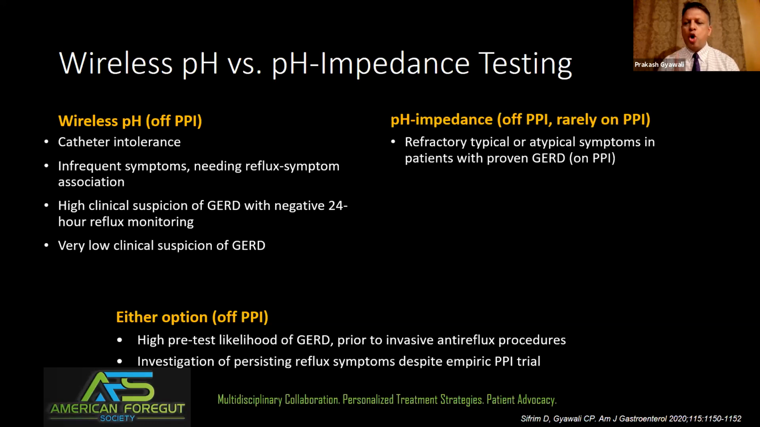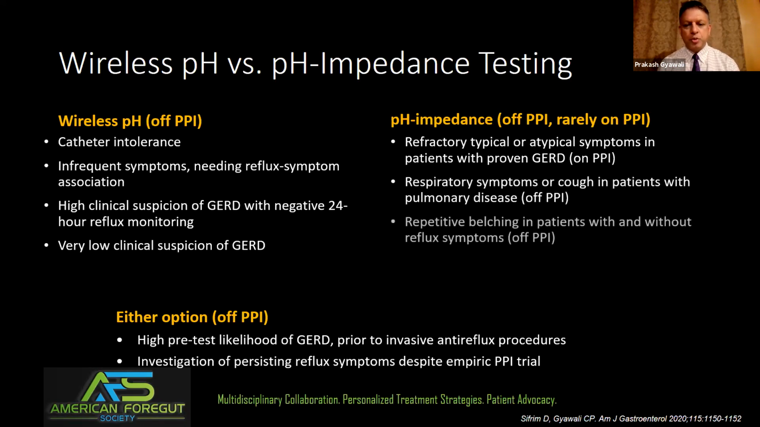pH impedance on PPI, only do this for refractory typical or atypical symptoms in known reflux disease. And your intent of studying these patients on PPI is to see if their PPI management is adequate, or if you need to move in some other direction, or if there's overlap with one of the other disorders that we talked about.